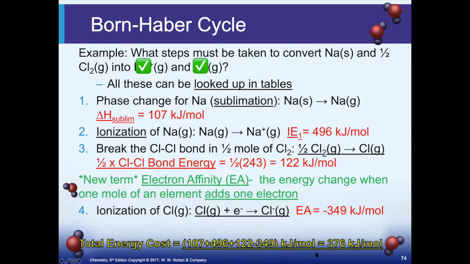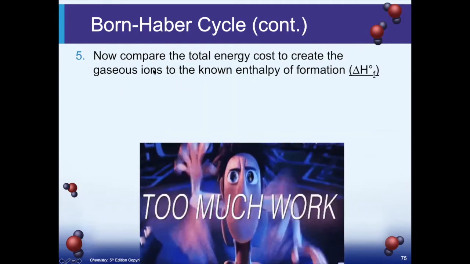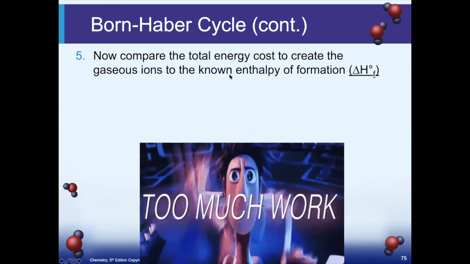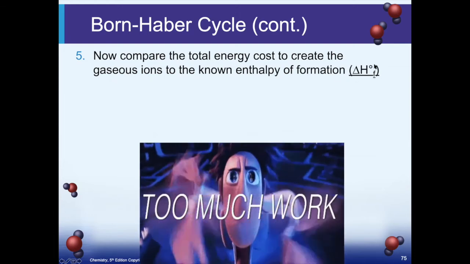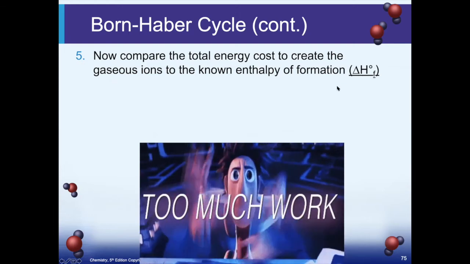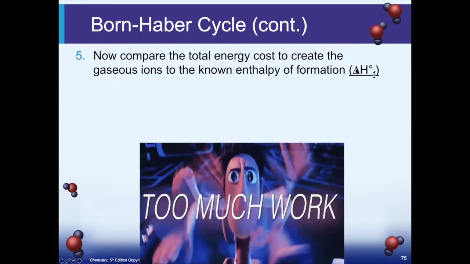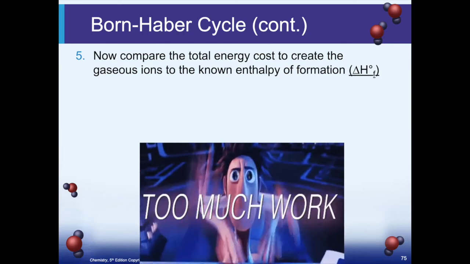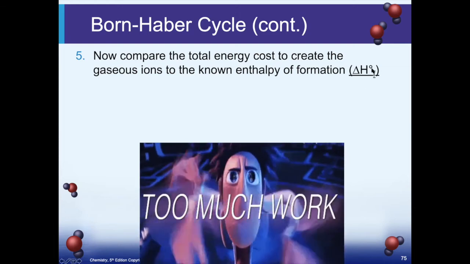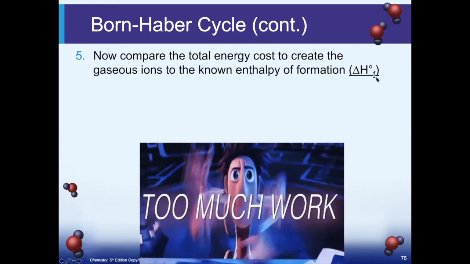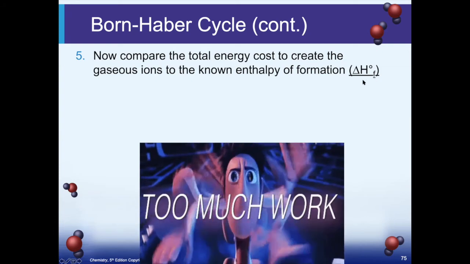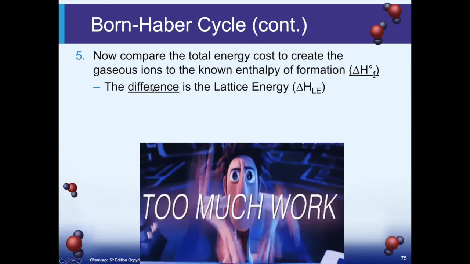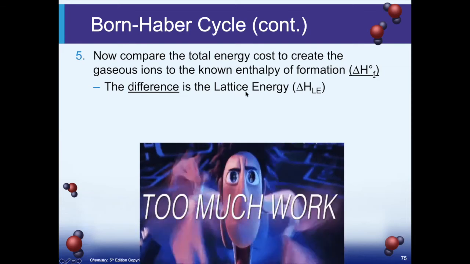Okay, so now the next thing that we do is we're just going to compare that total energy cost to create the gaseous ions to the known enthalpy of formation of the ionic compound. So again, remember what that means. Back in week 3, when we talked about the energy change going from elements in their standard state to the compound, that had a value associated with it, the energy change of formation, the enthalpy change of formation. So that's known for sodium chloride. So we're just going to look that up and compare the two. And when we take the difference between the two, that is the lattice energy. That's what we're looking for.